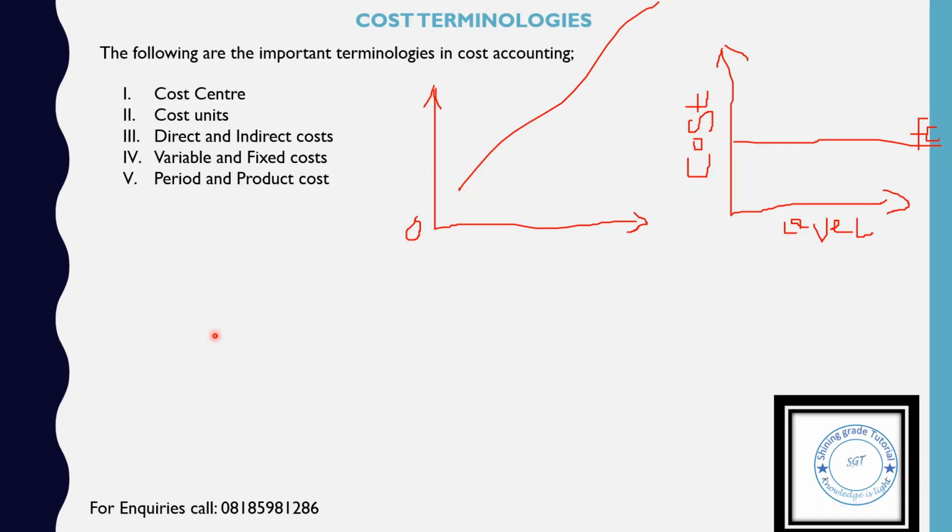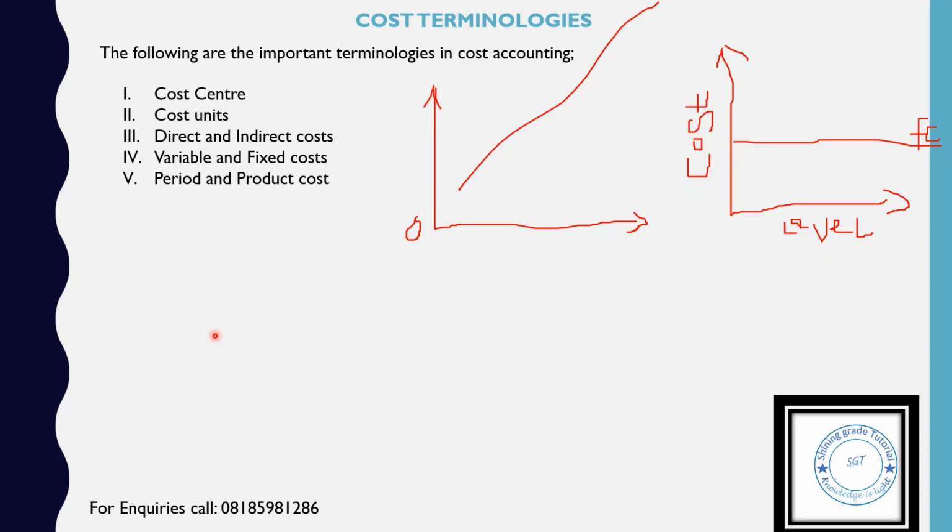Whereas product costs are costs that are charged to a particular item or activity or product. So that is the idea of period and product cost. Product costs are usually used in inventory valuation. We use them when we are to value our inventory. So that is the main difference between period cost and product cost.